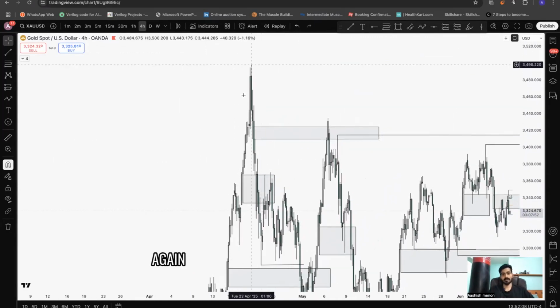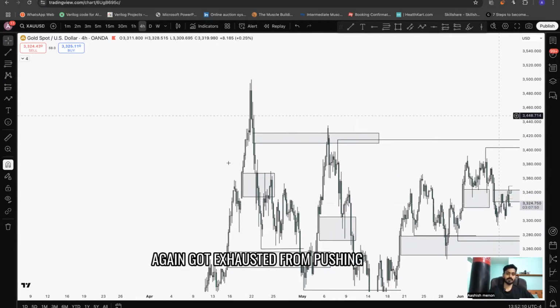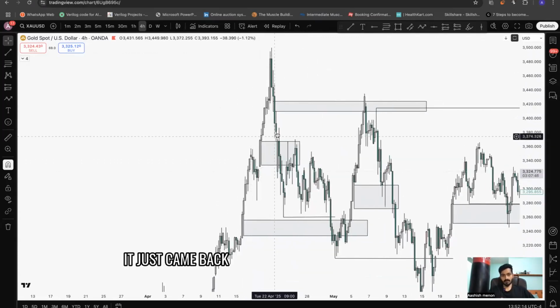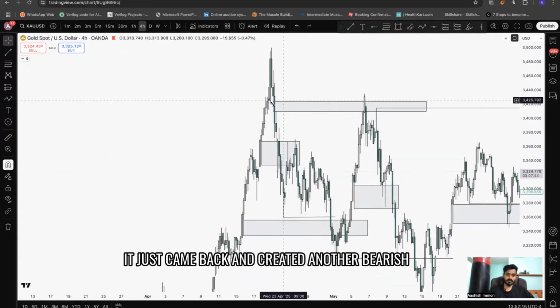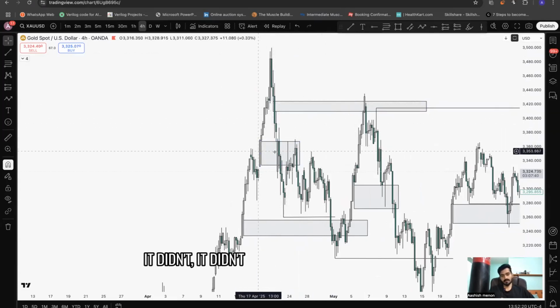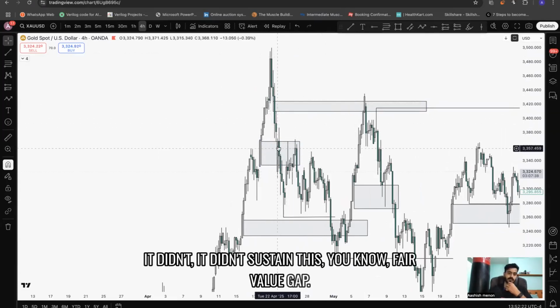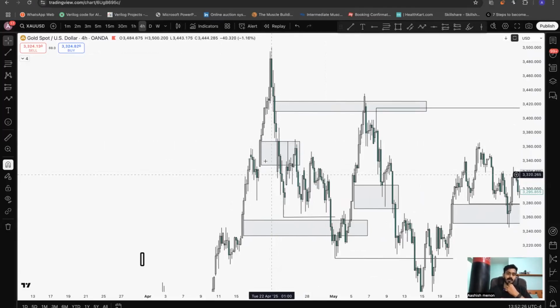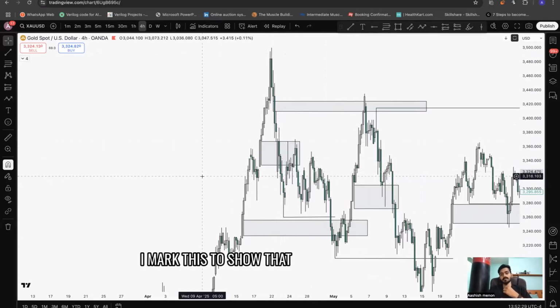And the market again got exhausted from pushing upside. It reversed sharply. It just came back and created another bearish fair value gap here on the way. It didn't sustain this fair value gap. It failed this fair value gap, completely broke through. I marked this to show that nothing is 100% within the markets.